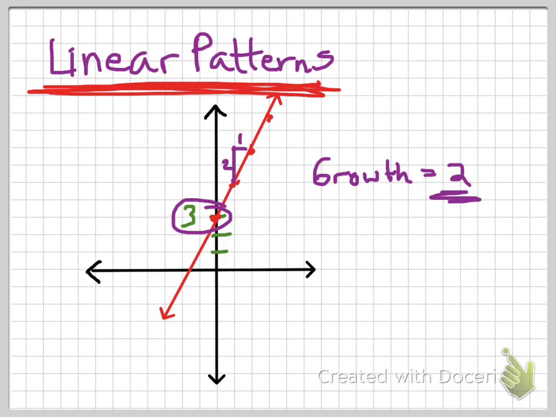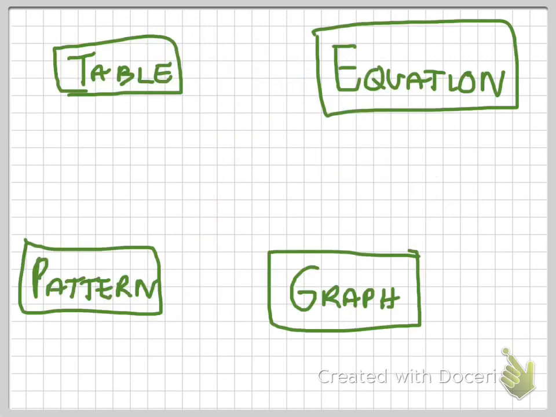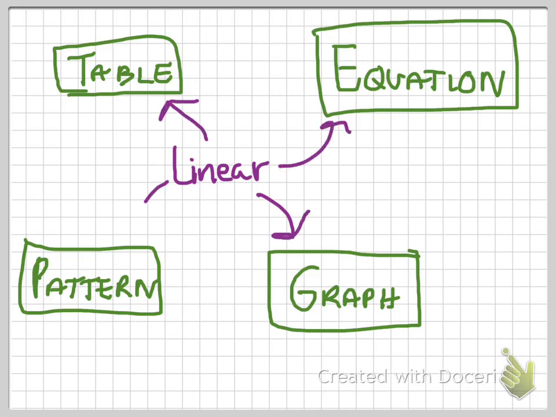In chapter 4, these are the 4 different ways we're going to study linear patterns. Whenever I'm talking about linear, I know I can represent a linear graph or a linear function as a graph, as an equation, as a table, and as a pattern. These are the 4 things that are going to interconnect. We sometimes call this a web in class, the web of patterns, all connected to linear.